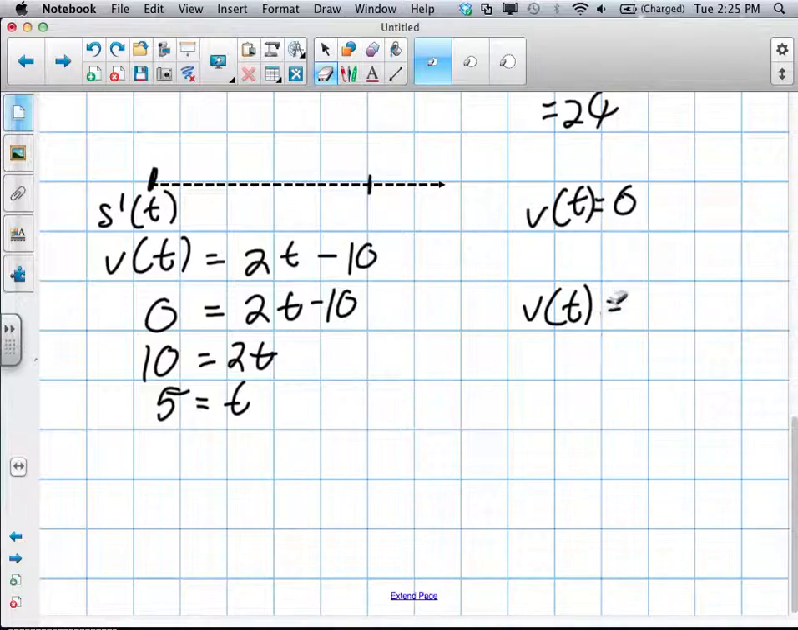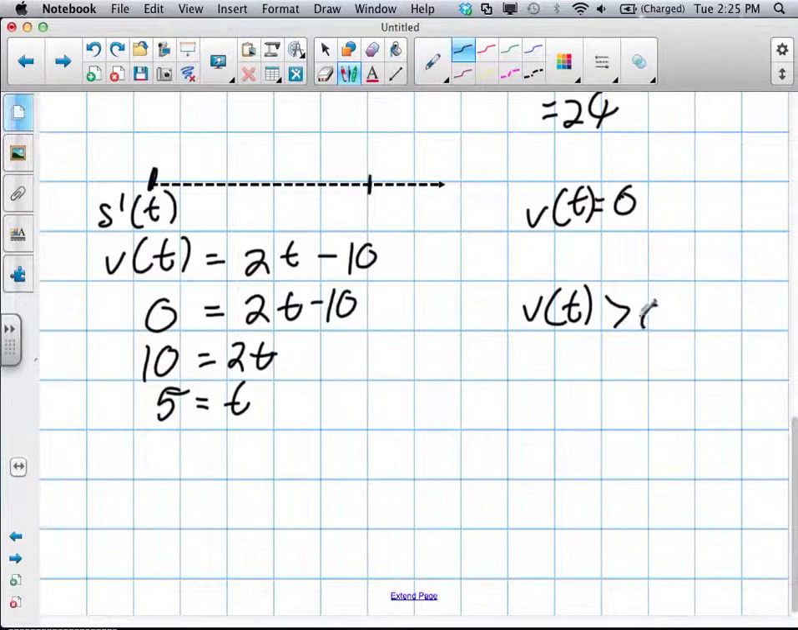Sorry, not equal, but greater than 0. And when velocity is greater than 0, that'll tell us we're heading what direction? Positive means what on a horizontal line? To the right, okay? And we'll also want to figure out when velocity is then less than 0. So we can try to solve it like a question like that.